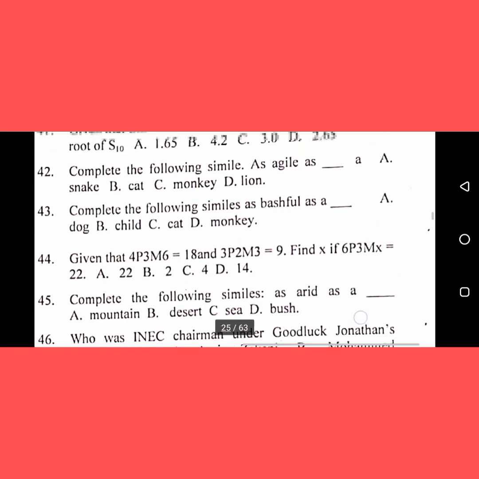4p3m6 equals to 18. 3p2m3 is equals to 9. They say you should find x on that. So try your best. Okay, solve. The options are there. If you can get the answer, that means you really understood how to deal with this pattern of DELSU question. So if you look at it very well, it looks like quantitative trial and error method. Okay, I will leave it.